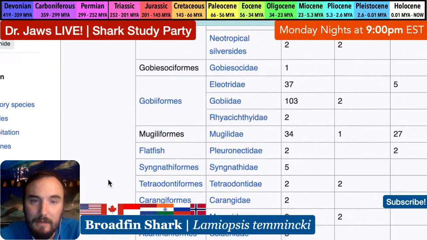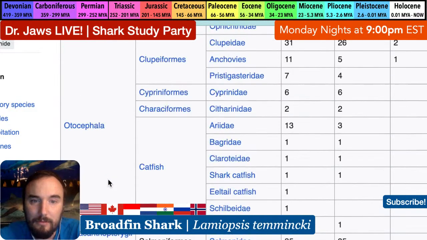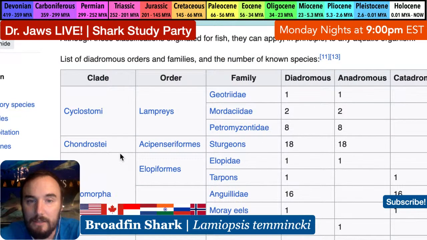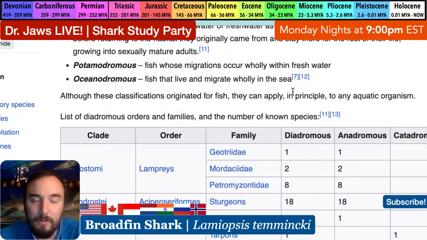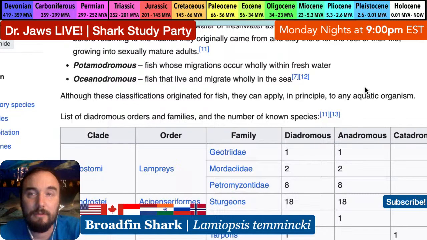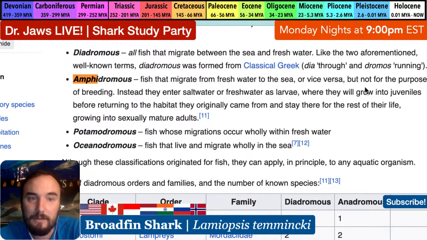Looks like they're not, which makes sense because there are sharks that go into freshwater habitats to feed. Don't think there's any sharks, maybe the river sharks, but I don't think there's any sharks that go from freshwater to saltwater to breed. There's definitely sharks that go from saltwater to estuarine water to breed, but not technically freshwater.